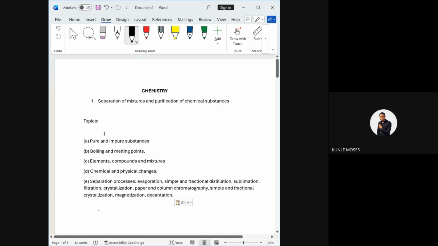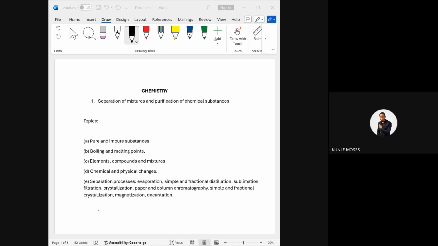We will check pure and impure substances. We will check boiling and melting point of substances. We will check elements, compounds, and mixtures. We will check chemical and physical changes. We will check separation processes. These are the examples of the separation processes that we will check. We will take it from the simplest one to the complex one. So that is what we are going to check today.